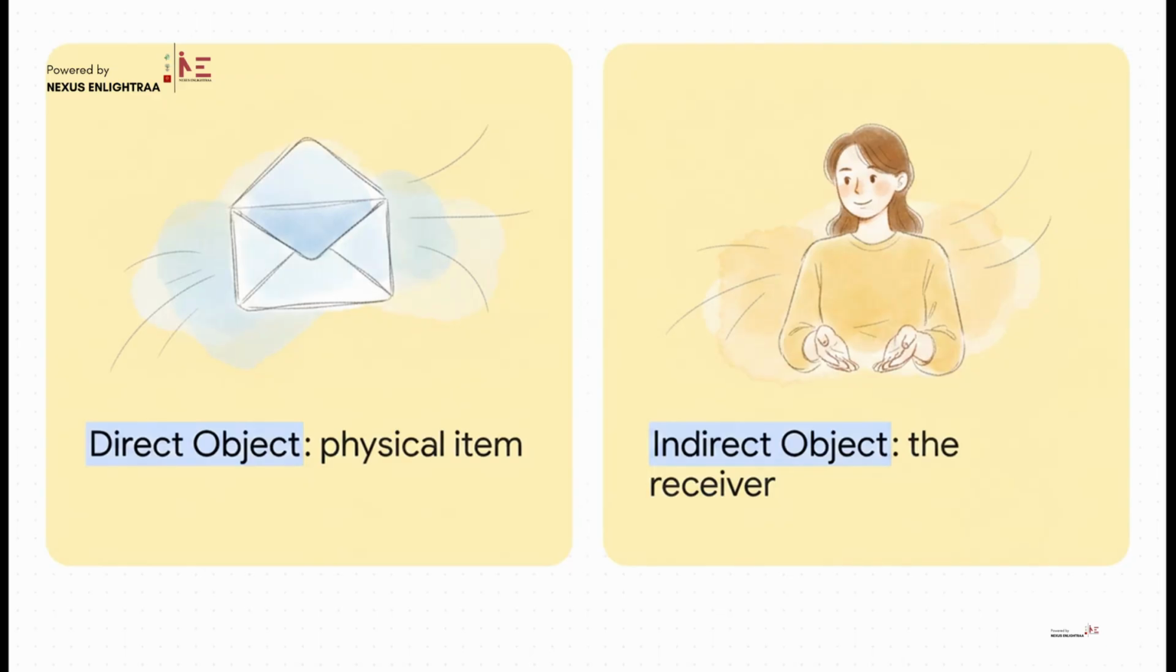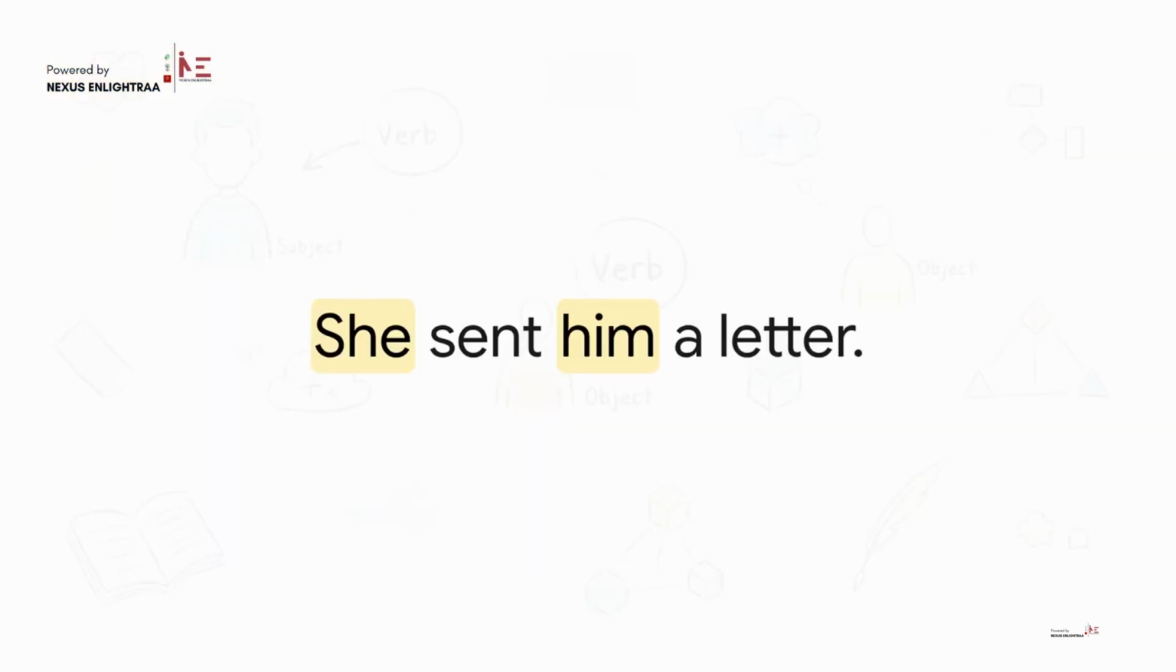It is totally crucial to see the difference between these two types of objects. The direct object is the item itself, like a letter. But the indirect object, that's the person or thing actually getting it. Let's break down this sentence. She sent him a letter. Our bold subject, she, performed the underlined predicate action sent. Okay? She sent what? A letter, which makes that our direct object. Now, to whom did she send it? Him. So him is the indirect object receiving that letter.